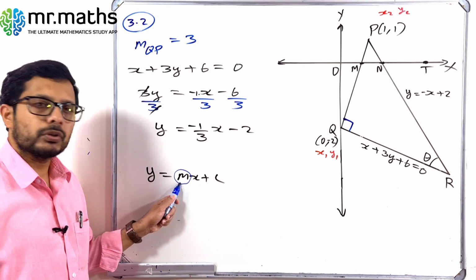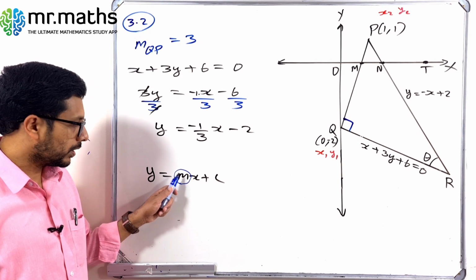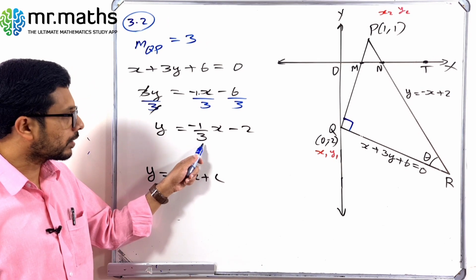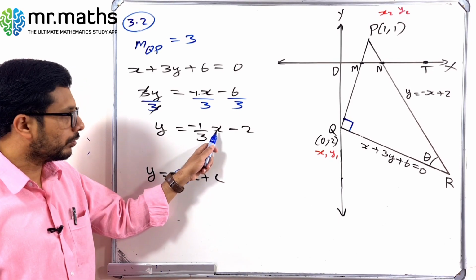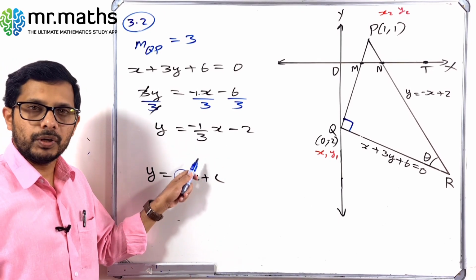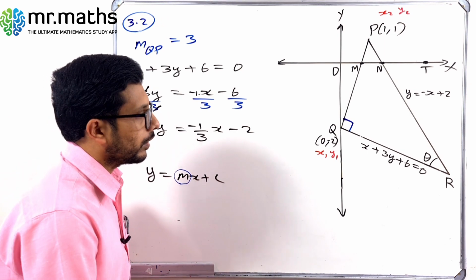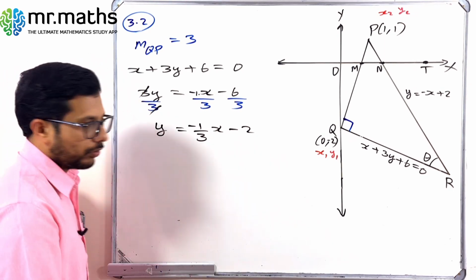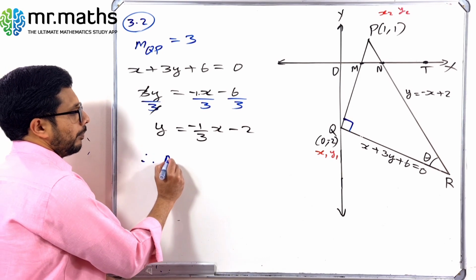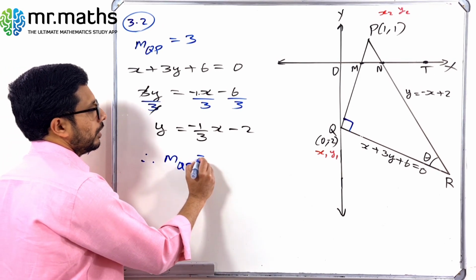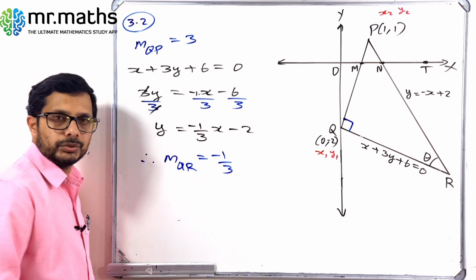M stands for the gradient. Here, what is the coefficient of x? Here the coefficient of x is m. Here the coefficient of x is minus 1 over 3. So what is the gradient of that line QR? Therefore, m of QR is equal to minus 1 over 3.